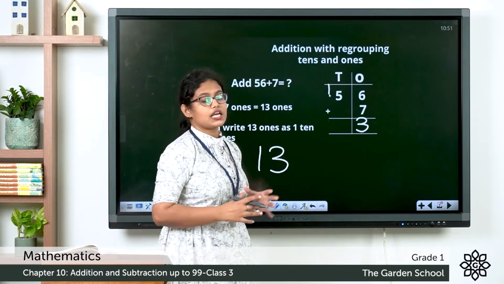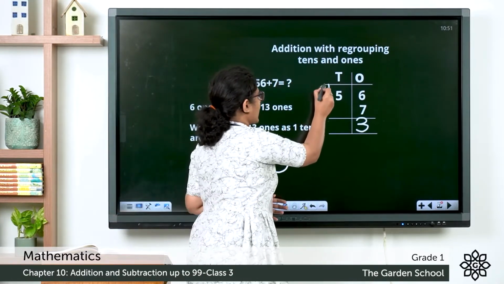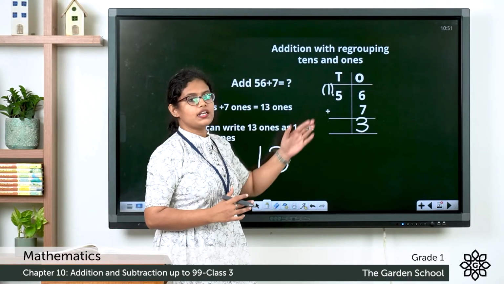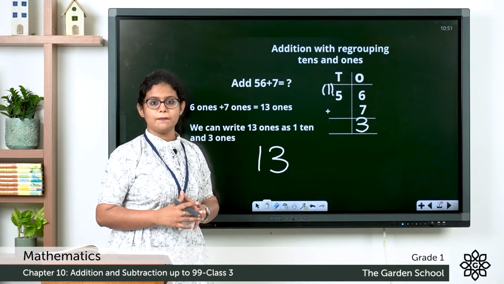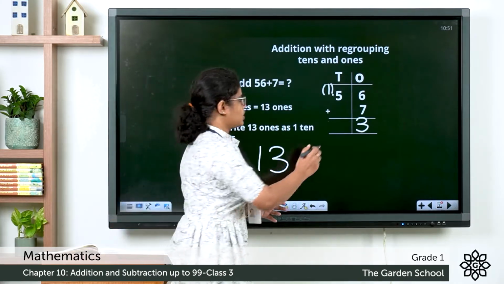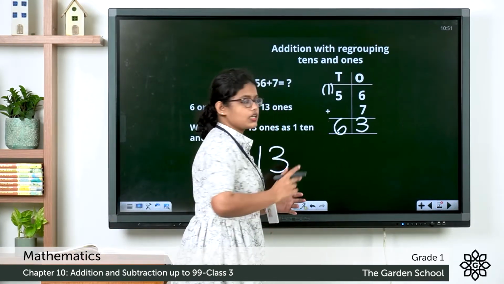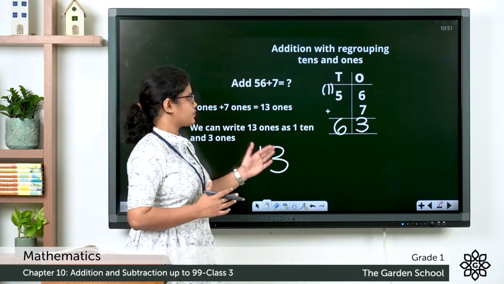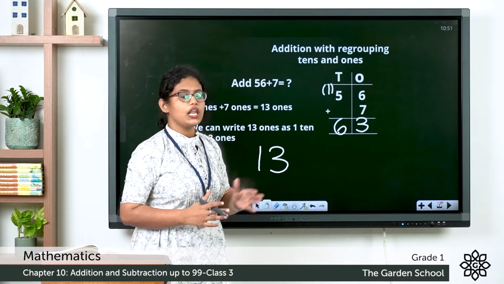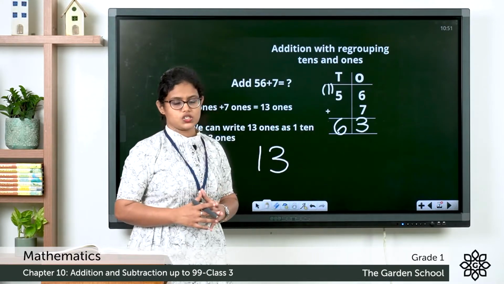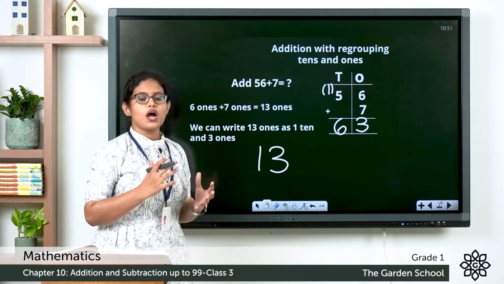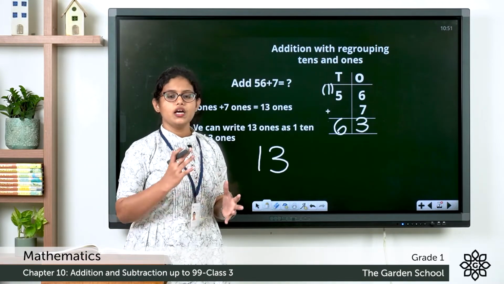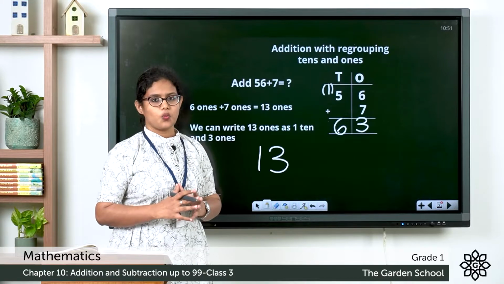Which numbers are there in the tens place? We have 1 and 5. So 1 ten and 5 tens makes 6 tens. Let's write 6 here. So what is 56 plus 7? 56 plus 7 equals 63. This is how you need to add a two-digit and a one-digit number by regrouping tens and ones.